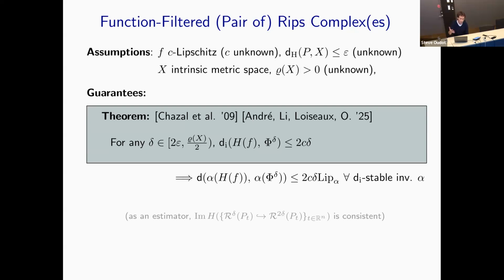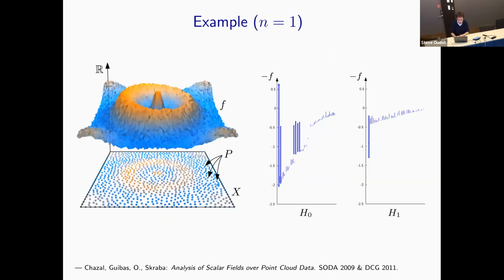Because the invariant being stable doesn't mean that the Lipschitz constant is 1, it could be more than 1. It could be less than 1 as well. So what this result means morally is that this phi delta, if you see it as an estimator, is a convergent, a consistent estimator. And we'll formalize this in just a few moments. So let me show you a few examples.